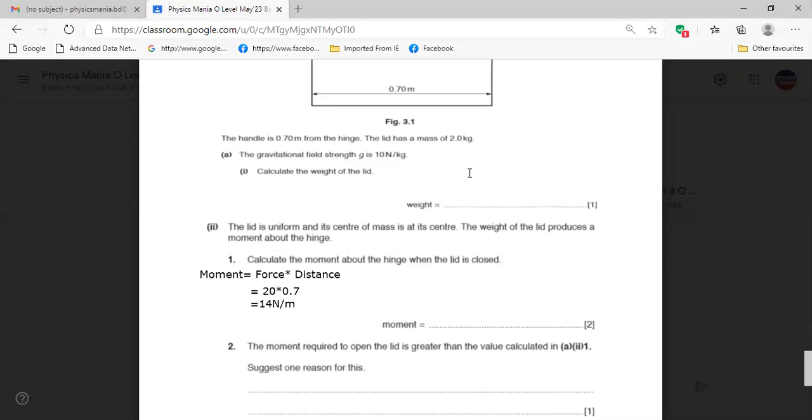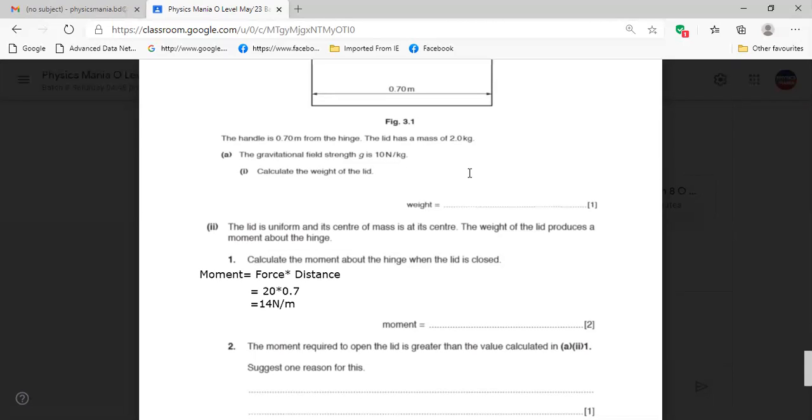So can you see the annotations? So you took 0.7 here. Would it be 0.7 or 0.35? Which one?